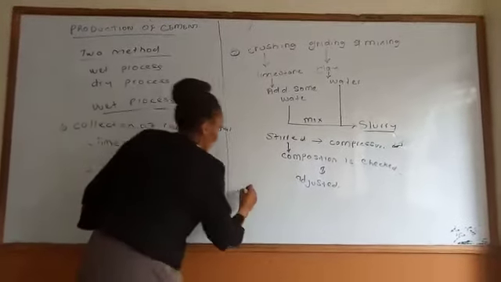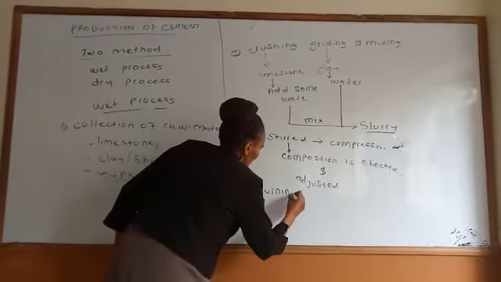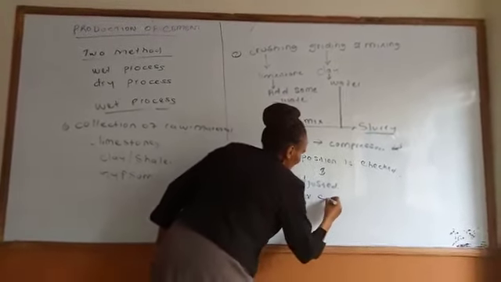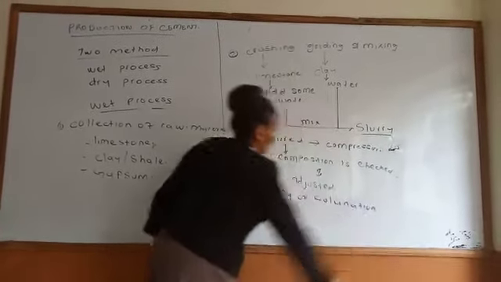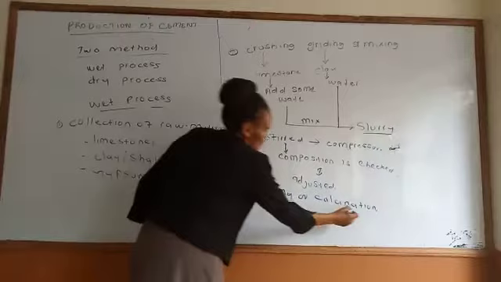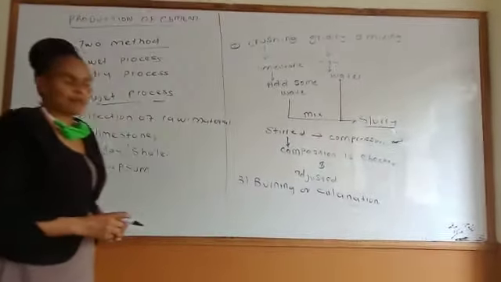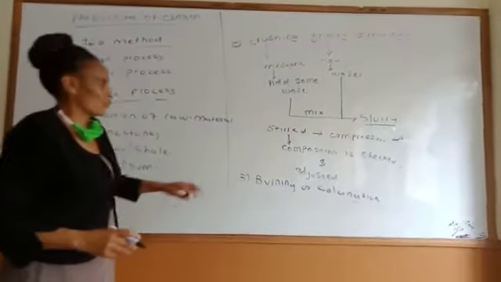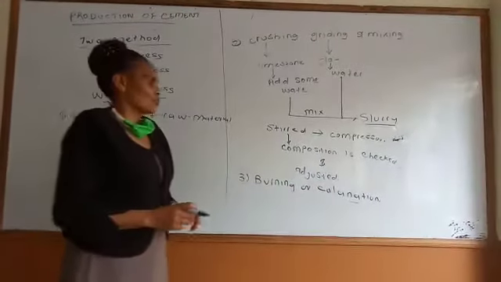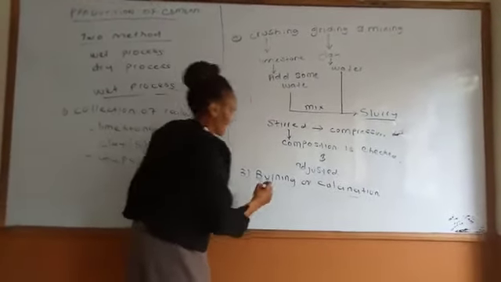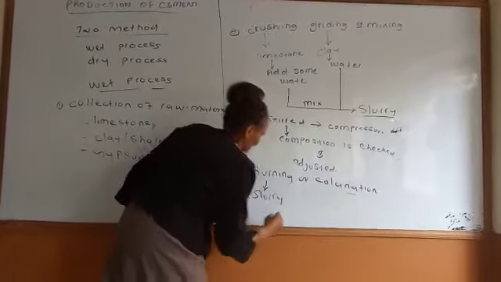The third step, we call it burning, or calcination. The reason why we are talking about calcination is because of the presence of lime. So what are you burning? You are burning the slurry.